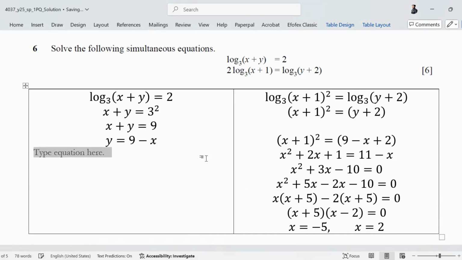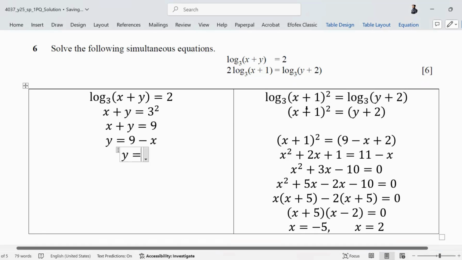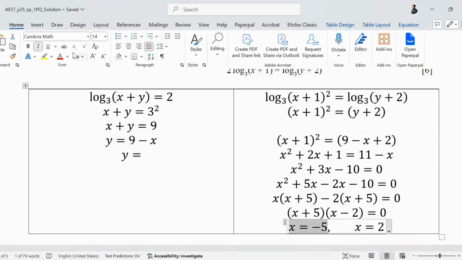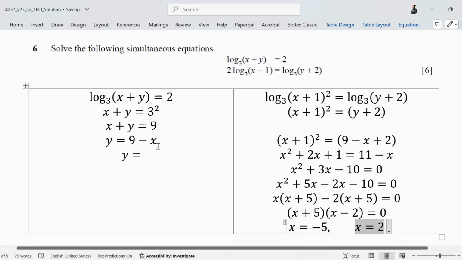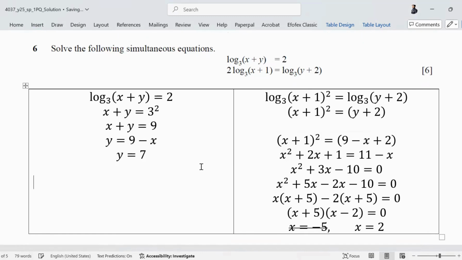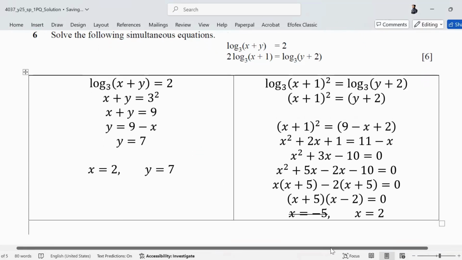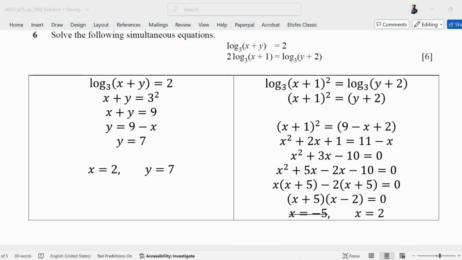And now for y, if I use x as -5, remember x is an input of log. So if I put a -5 over here, the input of log will become negative. So this value has to be discarded. The only value of x we'll consider is +2. If I plug in a +2 over here, 9 minus 2 is 7. So x is 2 and y is 7. This is a solution to the logarithmic equation that the question provided us with.